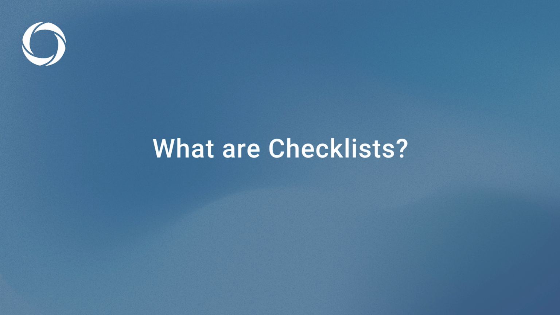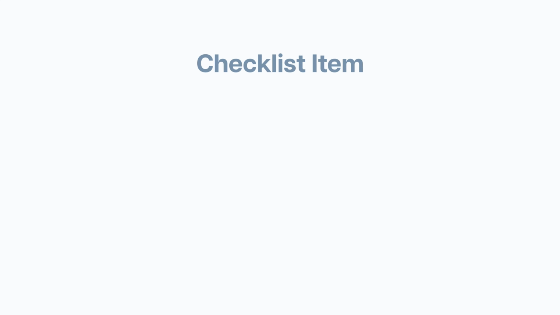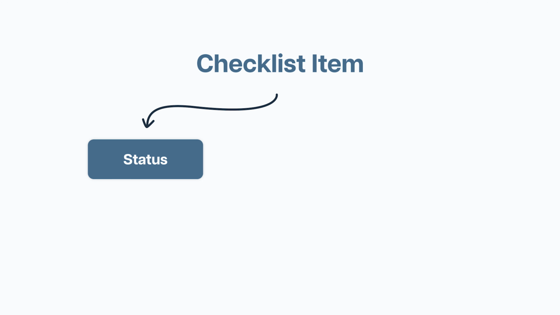So what are checklists? A checklist is a predefined set of tasks called checklist items that guides you through a specific process. Each checklist consists of multiple items, and every item contains detailed information relevant to that task. As an operator or inspector works through the checklist, they can select a status for each item. This status can serve different purposes.